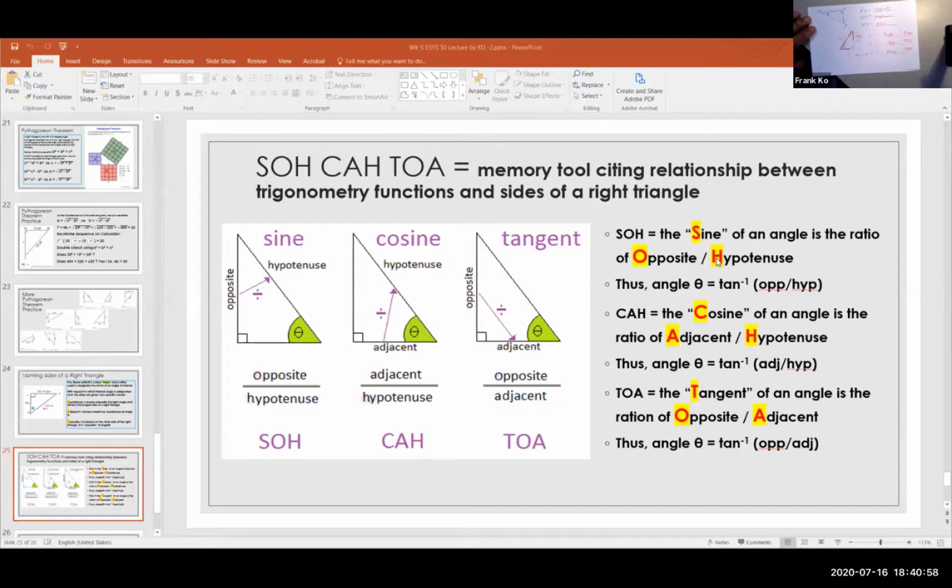Okay. Ka, cosine, designates a ratio of adjacent over the hypotenuse. And take a look on the right-hand side. Ka is the cosine of an angle, is the ratio of adjacent over hypotenuse. Can you see the C, the A, and the H forming the word ka? And lastly, we have toa, T-O-A. The T stands for tangent. So the tangent of an angle is the ratio, oops, not ration, sorry.